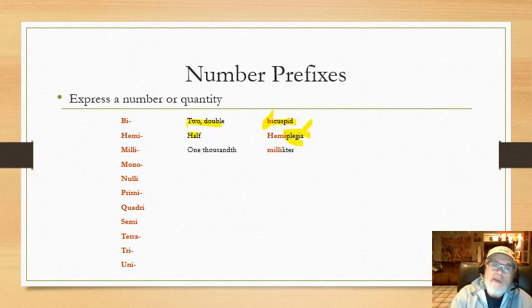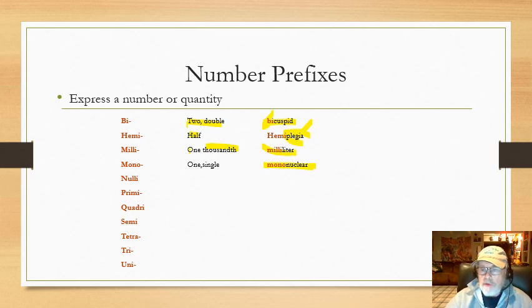Milli means 1/1000th of something, okay? A milliliter is 1/1000th of a liter. A millimeter is 1/1000th of a meter. Okay, so it's a very small thing. It's 1/1000th of something. Okay, mono also means one. Mononuclear. Most cells are mononuclear. And basically that just means they have one nucleus. Most cells are like that.